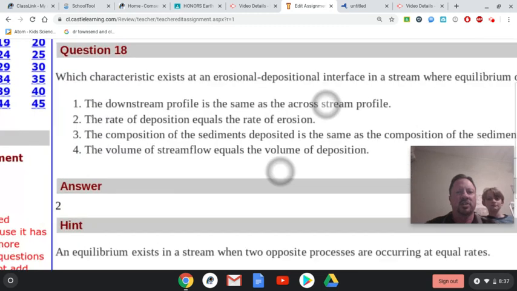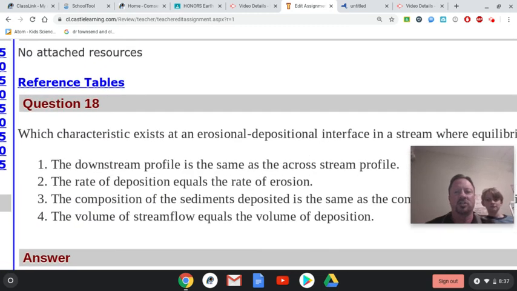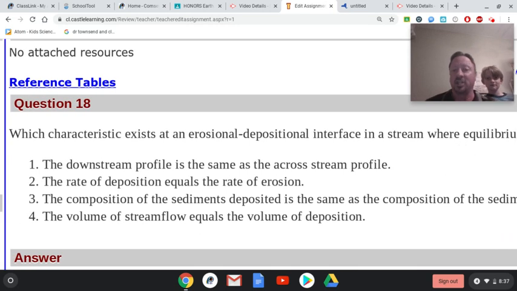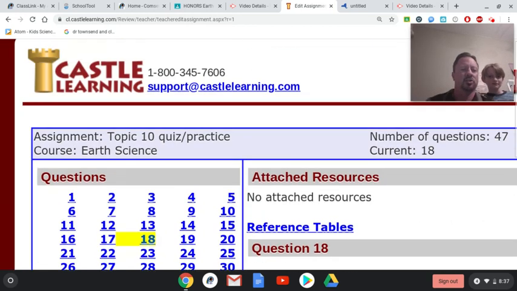Okay, what characteristic of an erosional depositional interface in a stream where equilibrium occurs? Equilibrium, that would mean deposition equals the rate of erosion. So that'd be number 2.